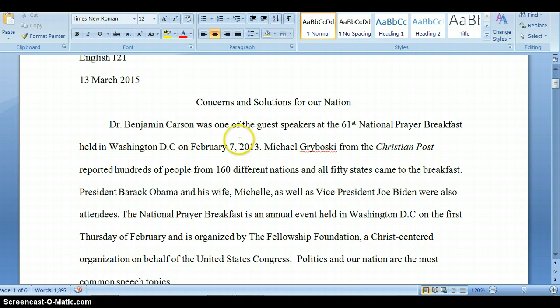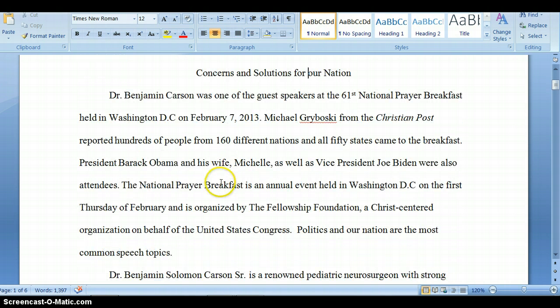This is based on Ben Carson's speech, and so I'm going to actually read it and point out some good things about it. Dr. Benjamin Carson was one of the guest speakers of the 61st National Prayer Breakfast held in Washington, D.C. on February 7, 2013. And I'm going to probably butcher this, but it looks like Michael Grabowski from the Christian Post reported hundreds of people from 160 different nations, and all 50 states came to the breakfast. President Barack Obama and his wife Michelle, as well as Vice President Joe Biden, were also attendees.